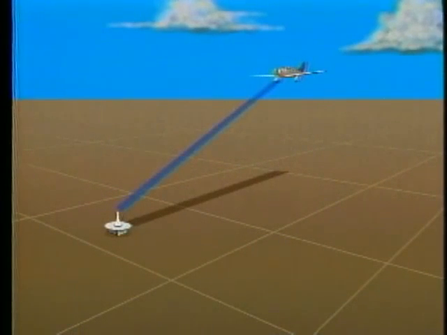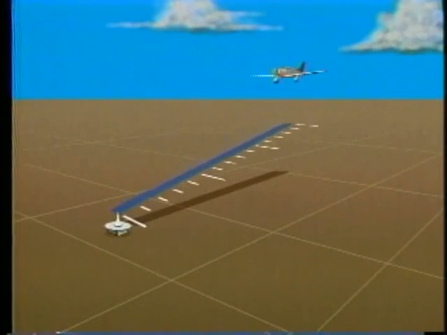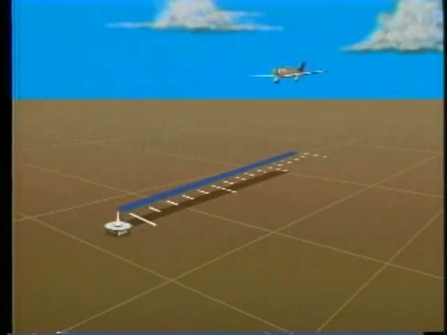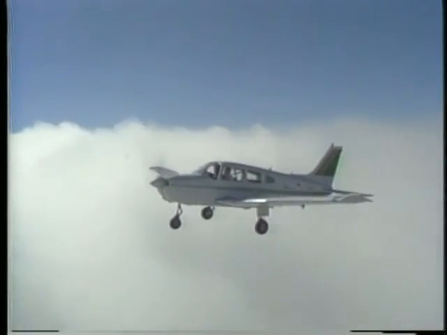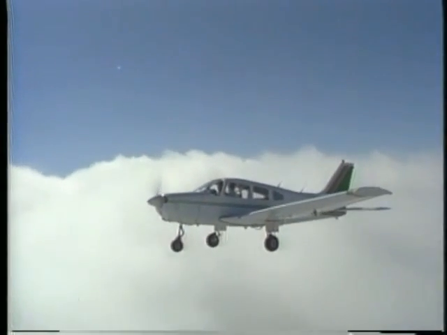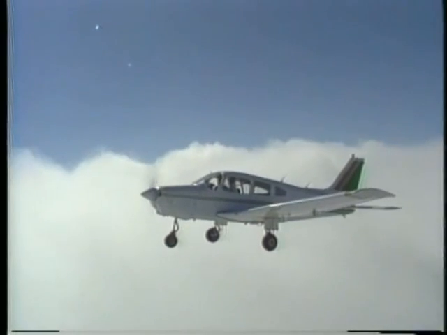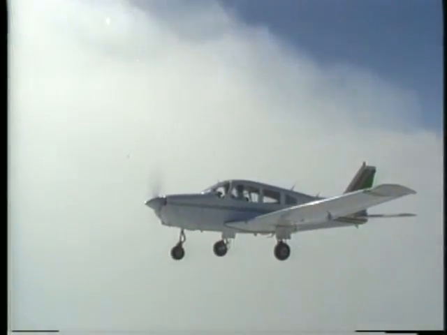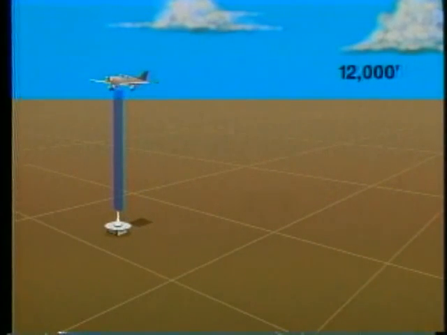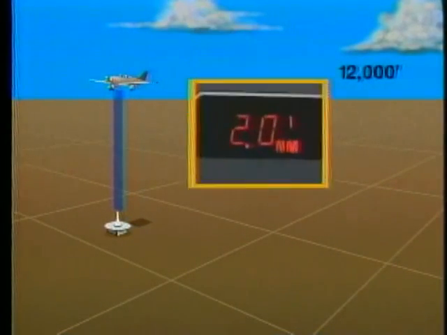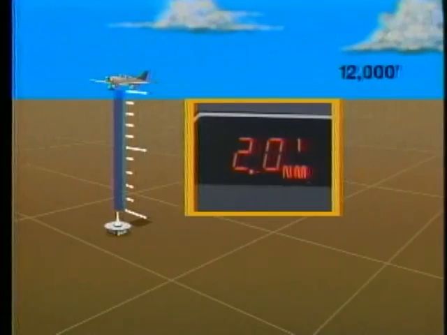Remember that DME measures the slant range distance between your airplane and the ground station, rather than the horizontal distance. Although the slant range error is negligible at long distances and low altitudes, it may become significant at high altitudes when you're close to the station. For instance, if you pass over the station at 12,000 feet AGL, the DME will show approximately 2 miles instead of 0.